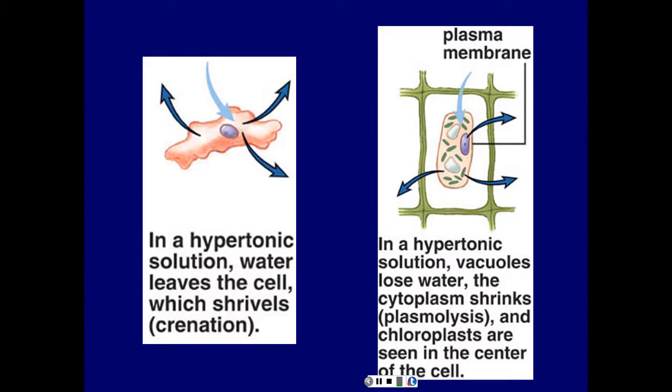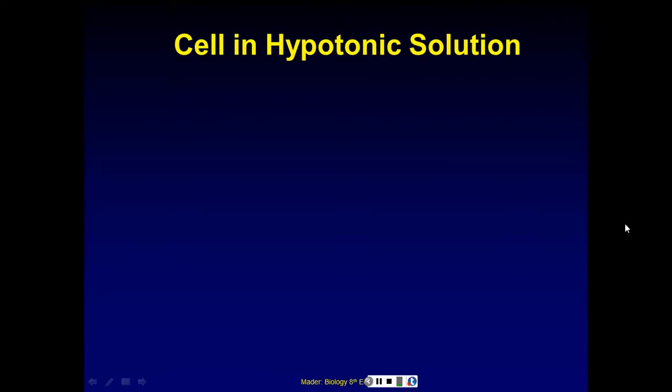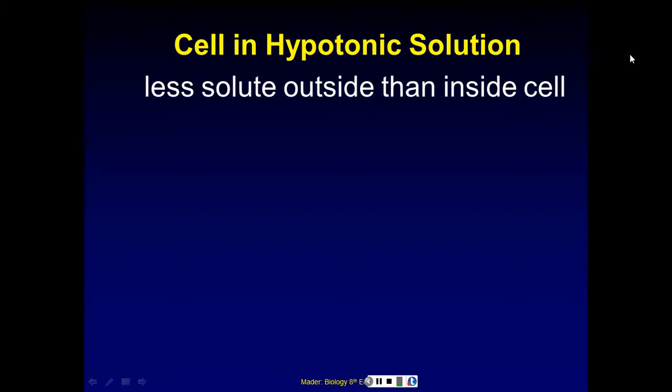You have the loss of turgor pressure. So now what does your plant look like? Your plant is wilted. It won't stand up straight. This is what happens to plants when they are in a hypertonic environment. In a hypotonic solution, hypo means less. And remember, those prefixes are referring to the amount of solute outside of the cell. In a hypotonic solution, there is less solute outside the cell than inside the cell.